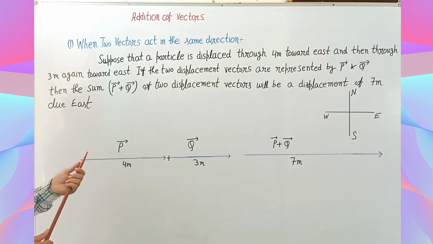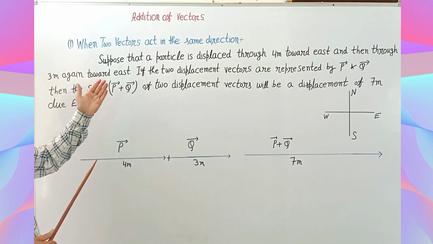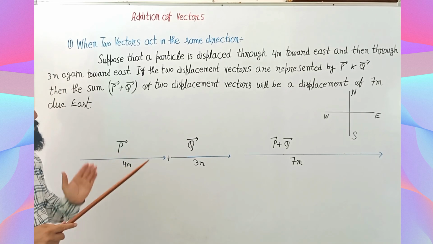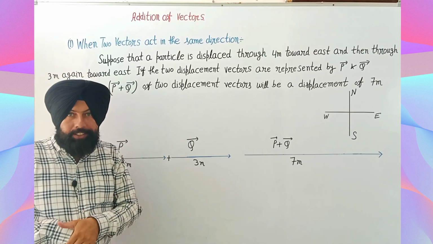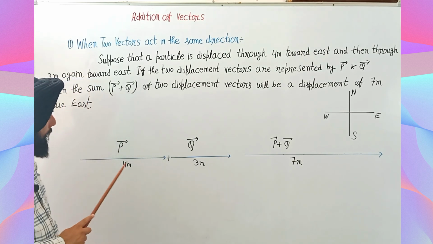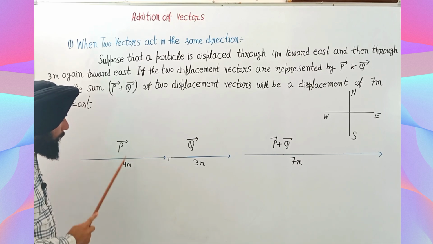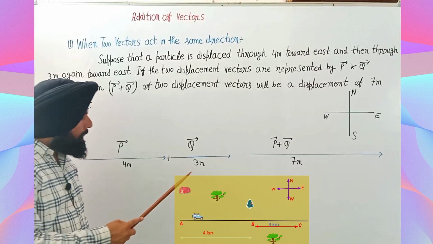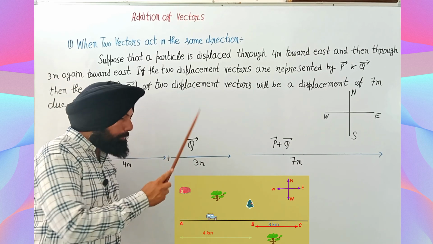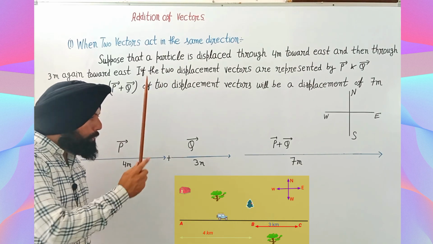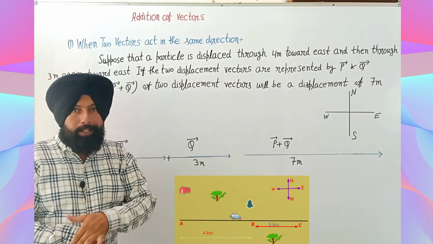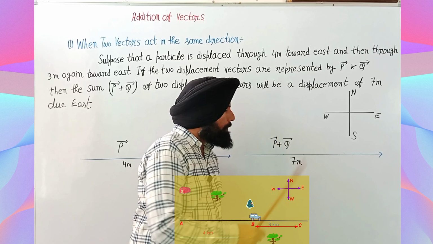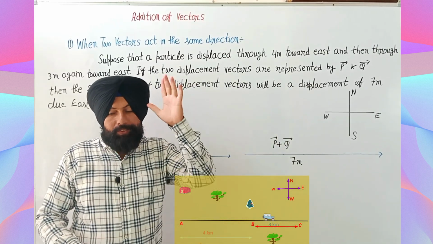So in this example, suppose that a particle, now the particle is our car, which is moving towards east direction. First distance covered 4 meter represented by P vector, and after that again it covers 3 meter represented by Q vector. Direction remains same. Then the resultant will be P plus Q, that is 7 meter toward east.